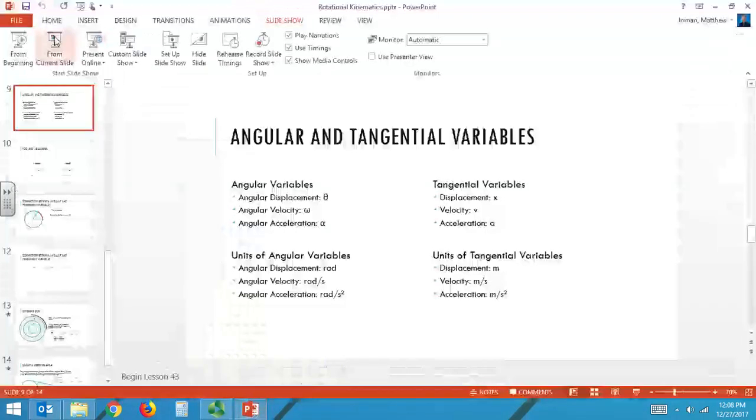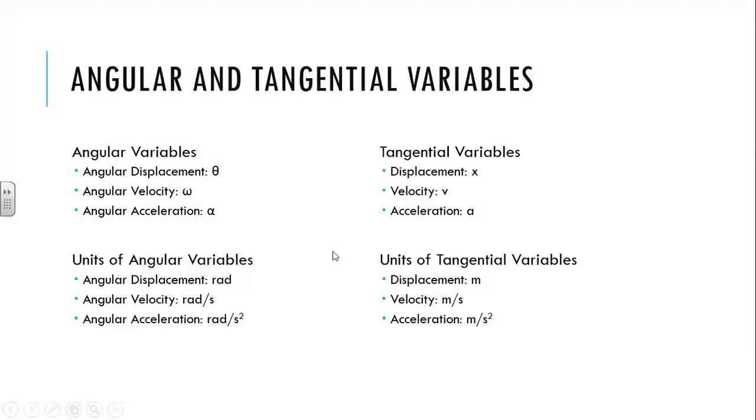So this is the main goal, is to look at angular and tangential variables. And when I talk about angular variables, I'm talking about these rotational variables. Tangential variables looking at a distance along the surface of your circle. So we had displacement, velocity, and acceleration both in angular and tangential. And we have units that look similar: radians, radians per second squared, meters, meters per second squared.